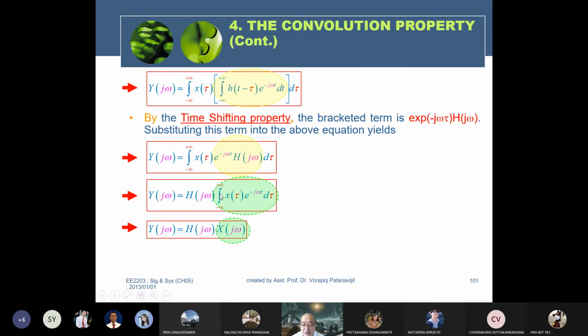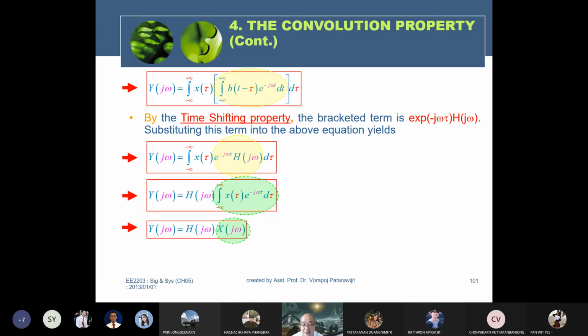And when you look at this term clearly, the integral from minus infinity to infinity of x(tau) e to the power minus j omega tau d tau is the Fourier transform of x. So Y(j omega) will become equal to the Fourier transform of h multiplied by the Fourier transform of x. Now for the summary, you do not need to prove that.